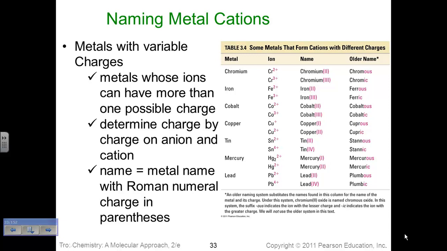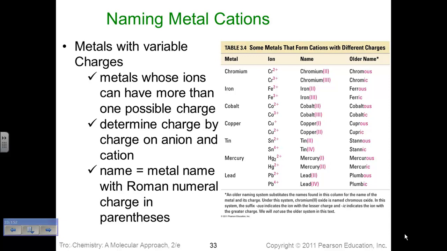Chromium in nature can be a +2 or a +3. How can I tell the reader which chromium I'm hooking with? Well, I do so with a Roman numeral. Cr+2 must be named the chromium 2 ion. Chromium with a +3 must be named the chromium 3 ion.